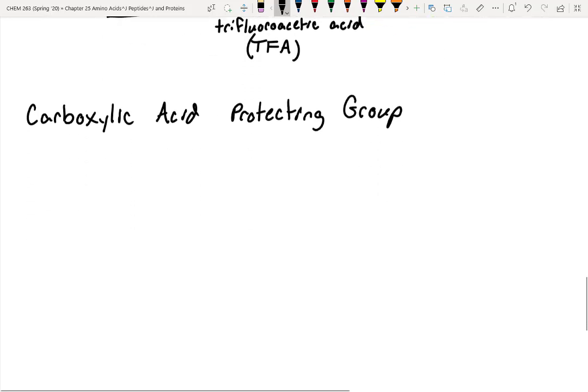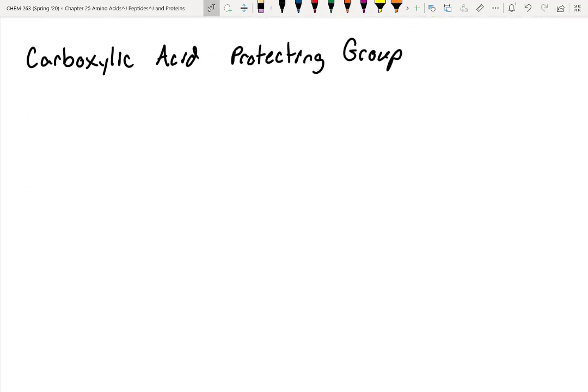And there are a variety of different carboxylic acid protecting groups, but I'm going to show you the most basic one. So let's go ahead and show our amine, our amino acid, and amino acid number 2, right? And our goal here was to protect this carboxylic acid group. This one's actually more straightforward in my opinion.